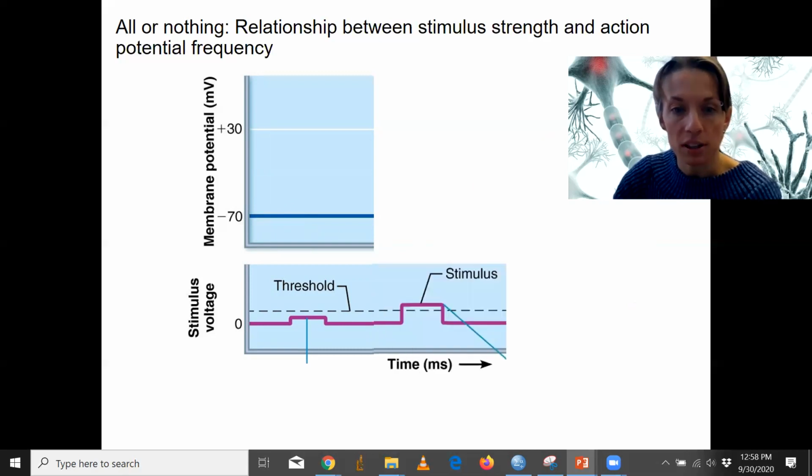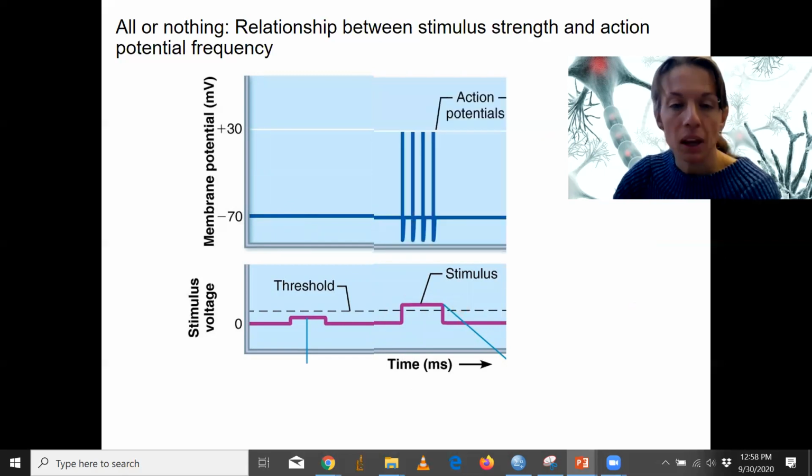What if we have a stimulus that does cross threshold with that voltage? We might have some spikes. Here, there's just 4 because of how long that stimulus lasts. I wouldn't expect you to know this was 4.